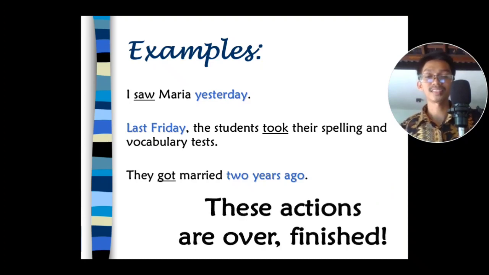Because these actions are over or finished, that's why we have to use simple past tense, because these events have happened in the past. And when talking about past events or past activities, we have to change the verb. So we usually use past tense verbs or verb 2, like saw, took, and got.